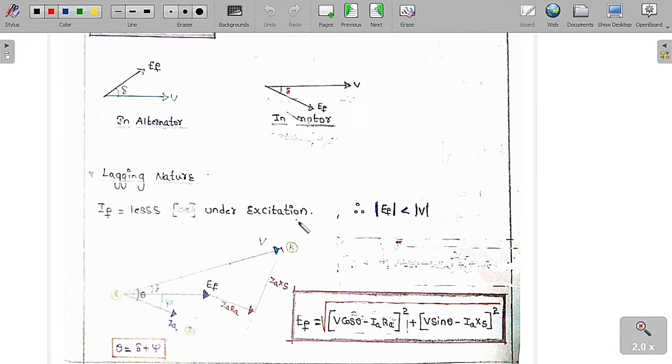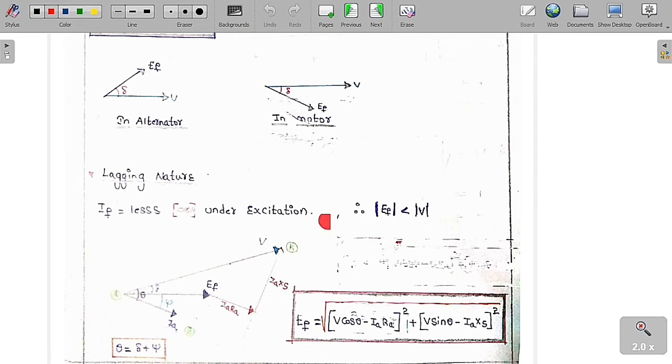As I already told you, under excitation means EF cos delta is less than V, or simply we can also call it EF is always less than V. So whenever the magnitude of EF is less than V, it is said to be under excitation. This is possible only when the field current is less.